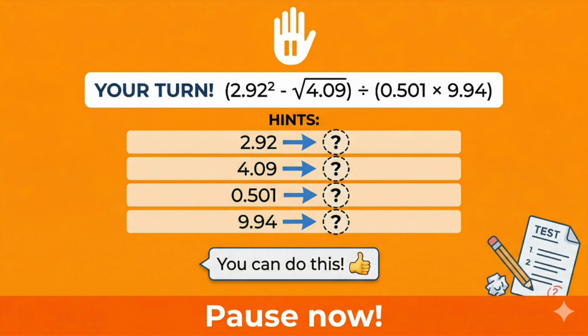Your turn. Pause the video now. Round each number to 1 significant figure, then calculate the answer mentally. I'll give you the expression. 2.92 squared minus square root of 4.09 divided by 0.5001 times 9.94. Round each of those 4 numbers to 1 significant figure and work out the answer. Pause now and unpause when you're ready to check.